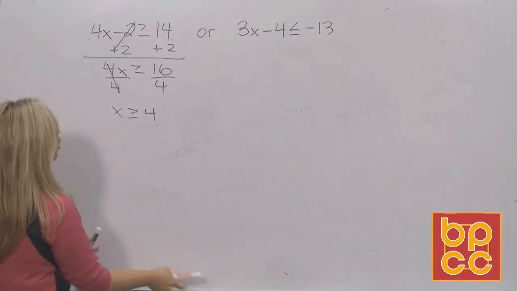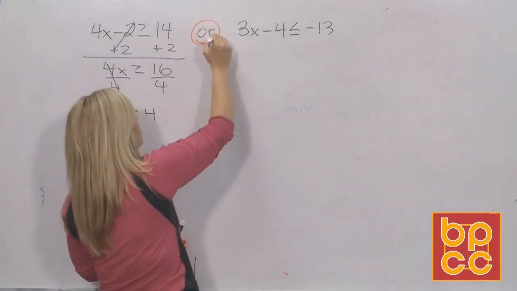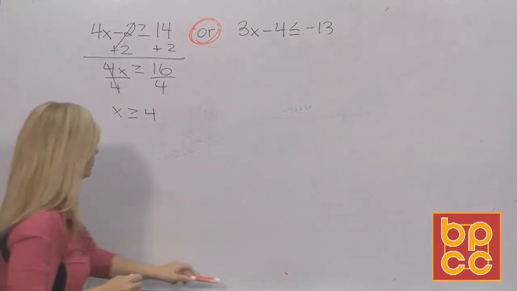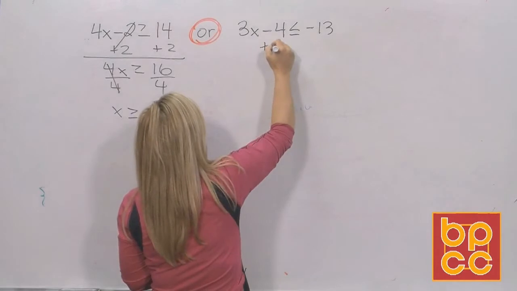Now, there's a connecting word. This word is the key to all the math, so I'd circle it, because that word at the end is going to tell us what we're looking for. I'm going to go over here and solve. I'm going to add 4.